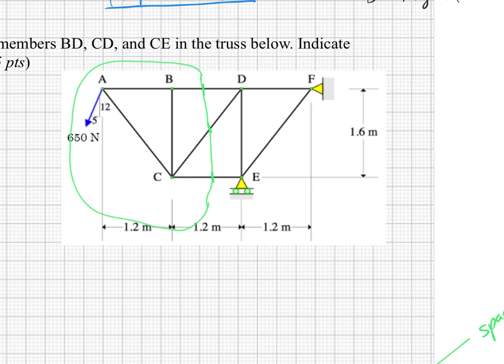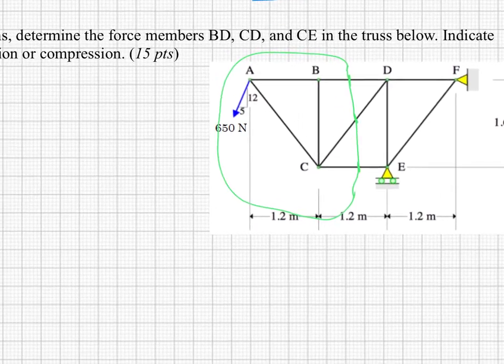My battery's running out, so I'll have to plug it in and come back to this. My battery's not really long enough to work at the same time that I do this.